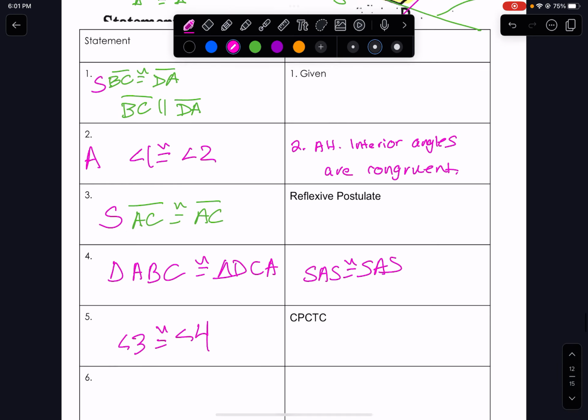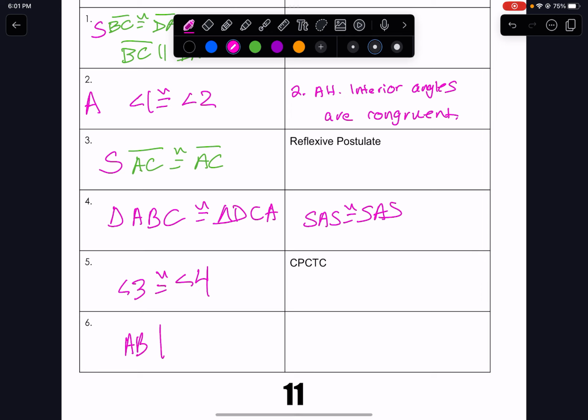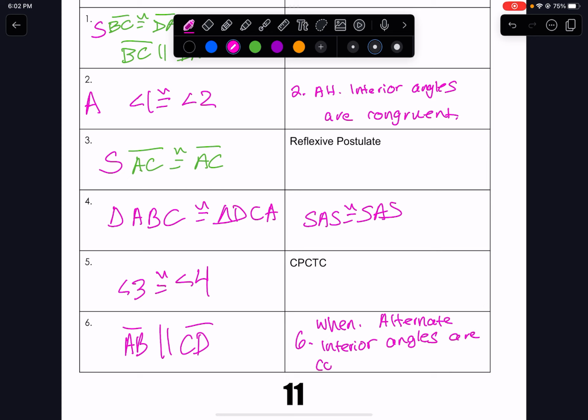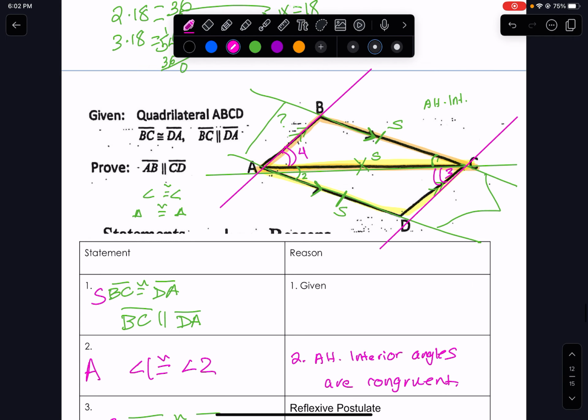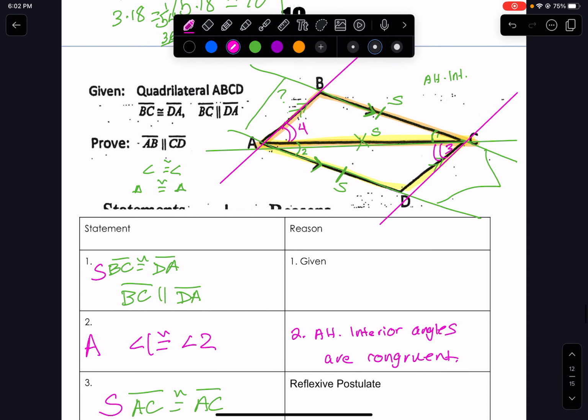And now my last statement is always the proof statement. So the reason here is because when alternate interior angles are congruent, lines are parallel. This is very similar to what we've been doing. As you can see, most of the time when we're dealing with triangles, you're going to need to state that alternate interior angles are congruent, most of the time.